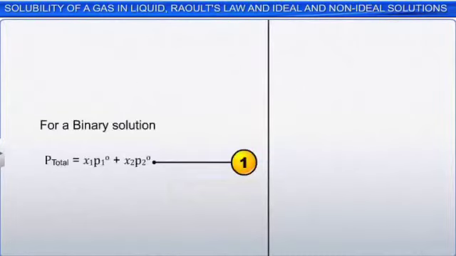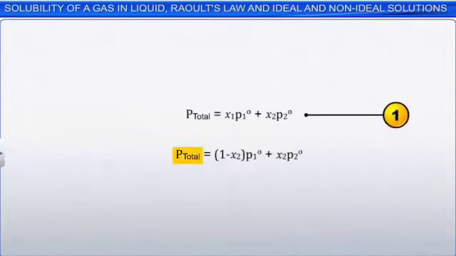Further, you know that for a binary solution, the sum of mole fractions x1 and x2 is equal to 1. Or we can write x1 equal to 1 minus x2. Now substituting for x1 in equation 1, we get P total is equal to (1 minus x2) P1 naught plus x2 P2 naught. Let this be equation 2.